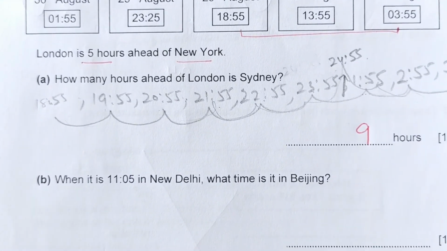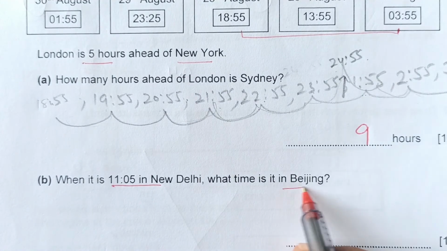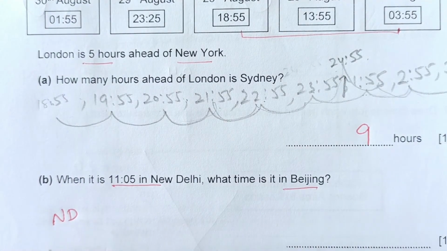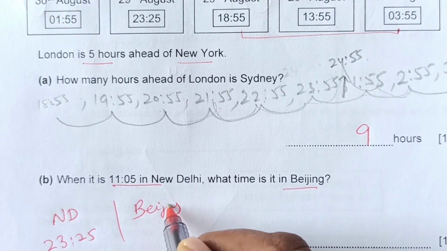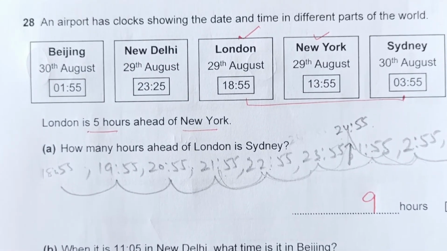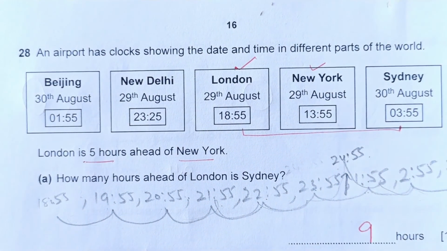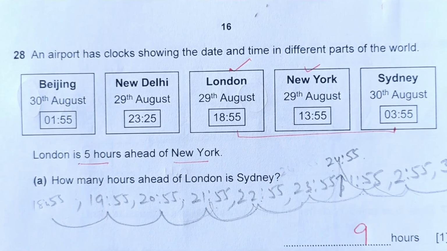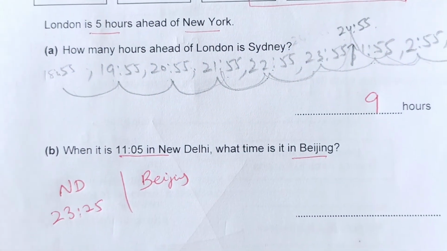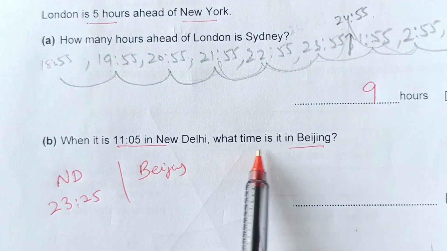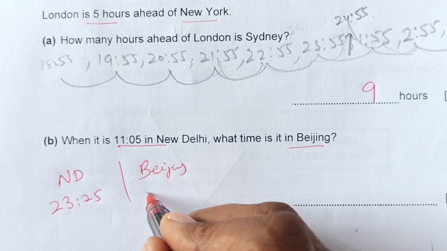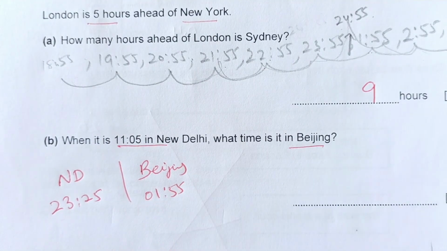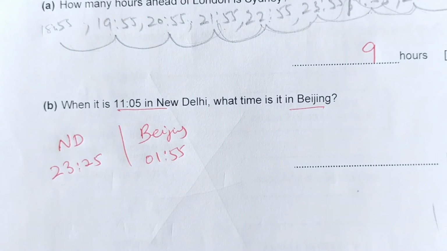Now, when it is 11:05 in New Delhi, what is the time in Beijing? So in New Delhi we have the time 23:25, and Beijing is 1:55. We need to find out the difference first. What is the difference here in the timing? So first we need to find out how much the difference is.